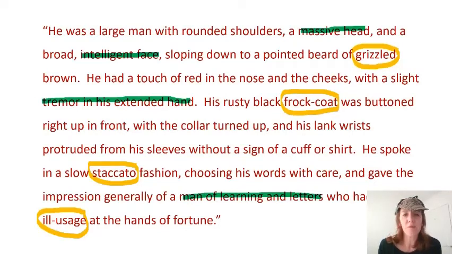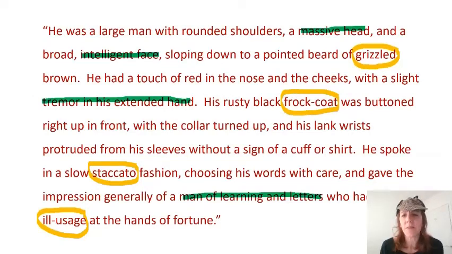His rusty black frock coat was buttoned right up in front with the collar turned up, and his lank wrist protruded from his sleeves without the sign of a cuff or shirt. So rusty black, you think of rust and you think of old metal. In this case, they're using it to describe an old coat, some kind of coat. Let's look at frock coat later. And it was buttoned right up with the collar turned up, so he was obviously hiding away.